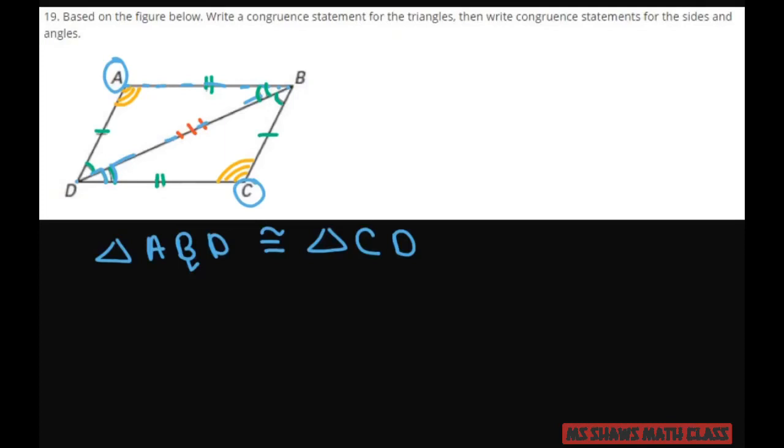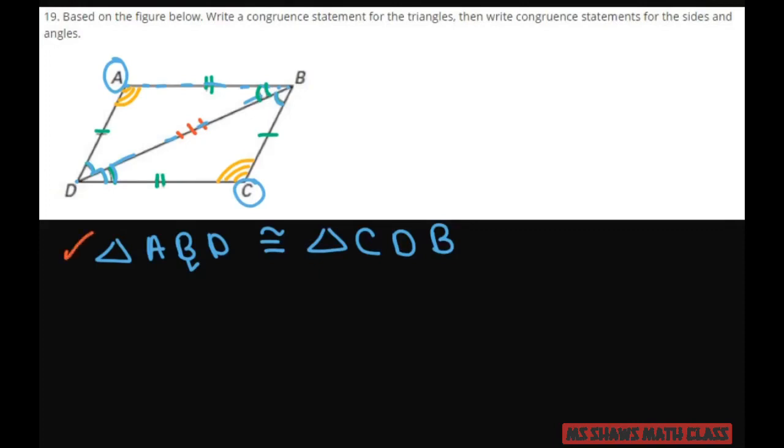And finally, the last one for D, D goes with B. So this is going to be B. So just match everything up to make sure it matches. Now for your sides, you can either look at the triangle or you can look at your statement.